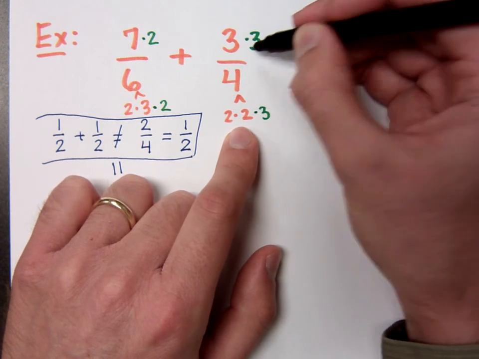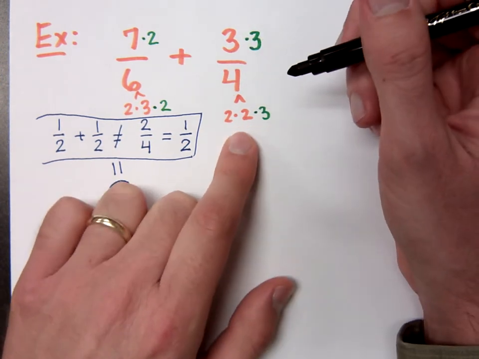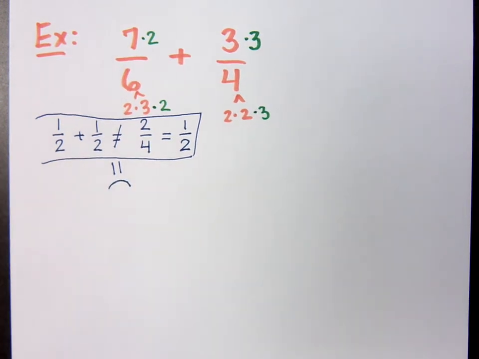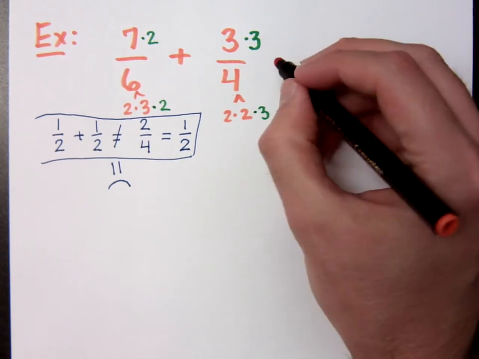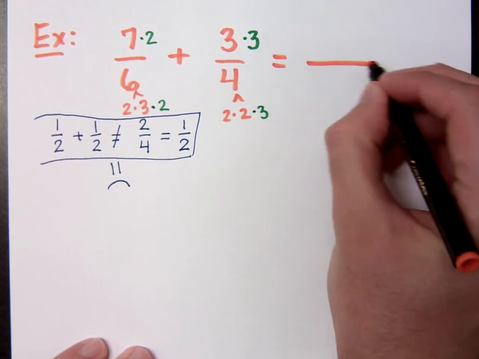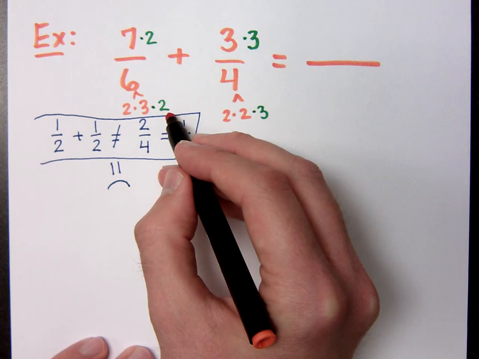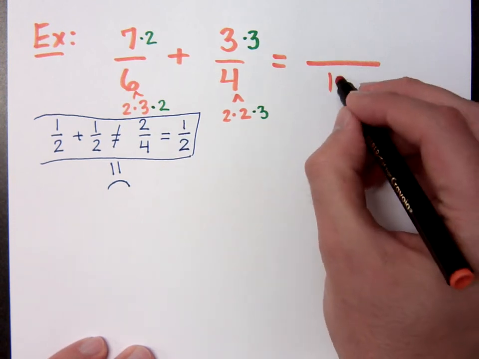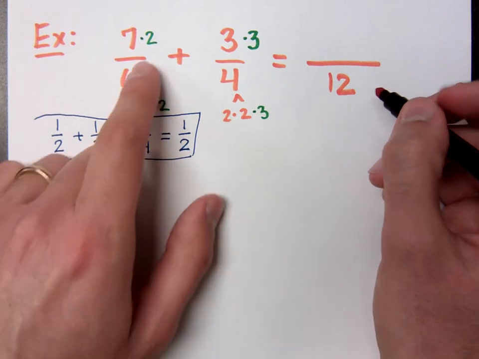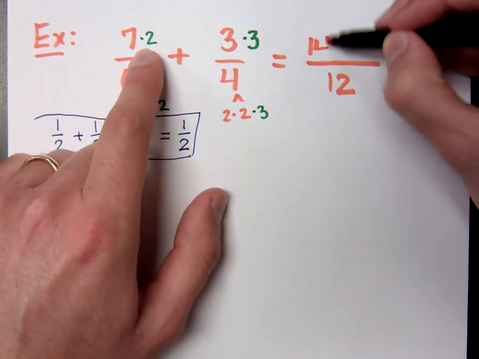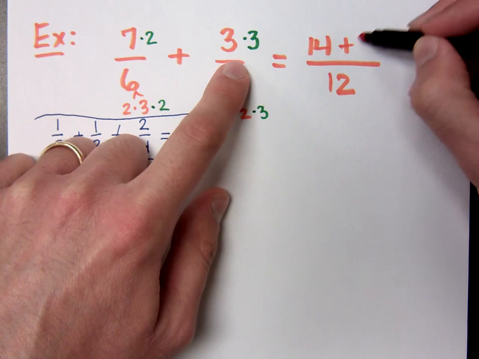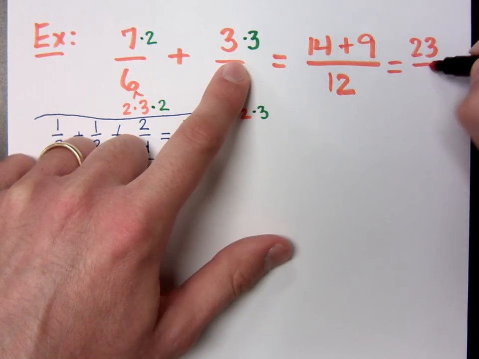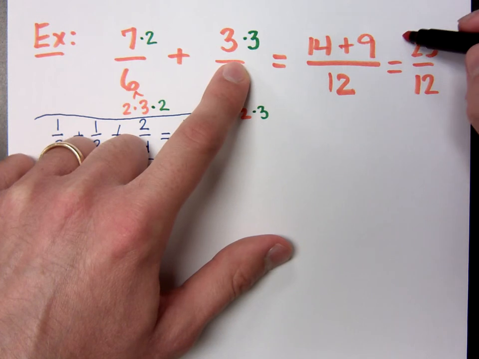Now you guys could probably say, well, Mr. Craig, I knew that the common denominator is going to be 12. Why do I have to go through all that? Well, sometimes finding common denominators is not this easy. What's 2 times 3 times 2? 12. What's 2 times 2 times 3? 12. It's still 12. Now your numerator is this when you multiply it. So you get 14 plus 9. So what's my answer? 23 over 12.